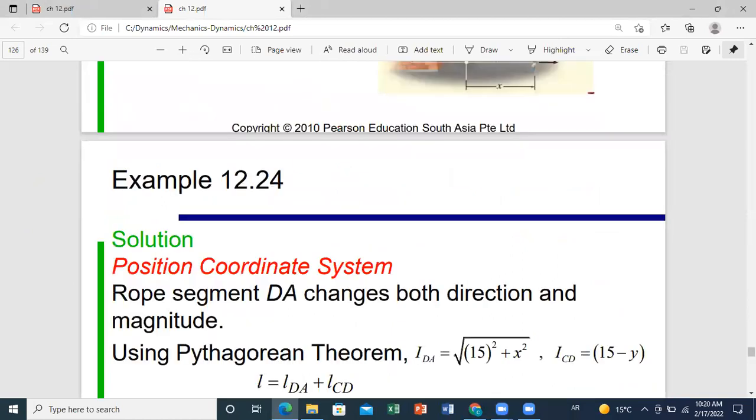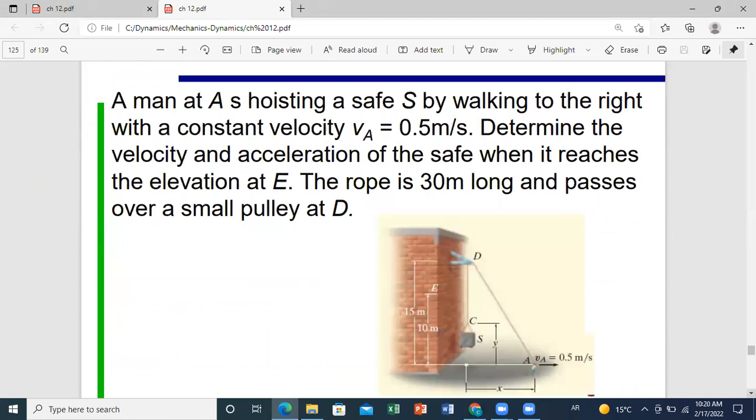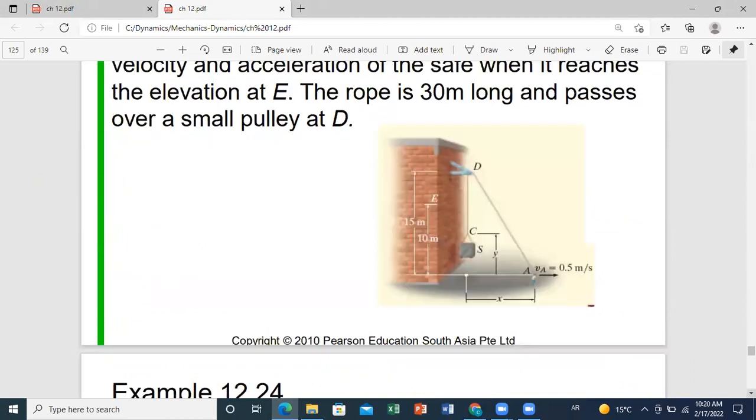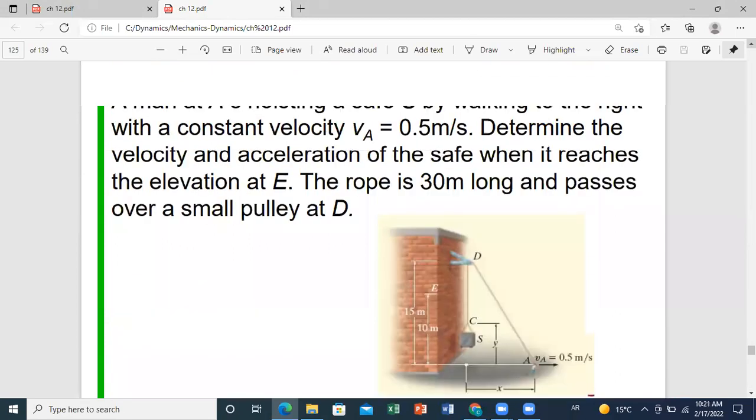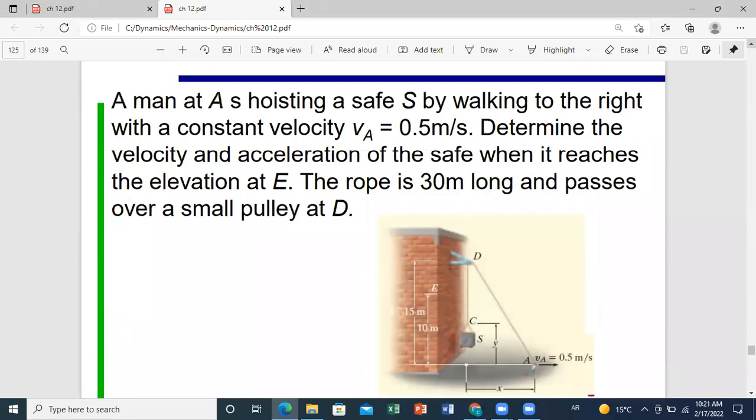Now, another problem, an extra problem also on pulleys. In this problem here, we have a man hoisting a safe by walking to the right with a constant velocity VA equal to 0.5 meters per second. Determine the velocity and acceleration of the safe when it reaches the elevation at point E. The rope is 30 meters long and passes over a small pulley at point D.